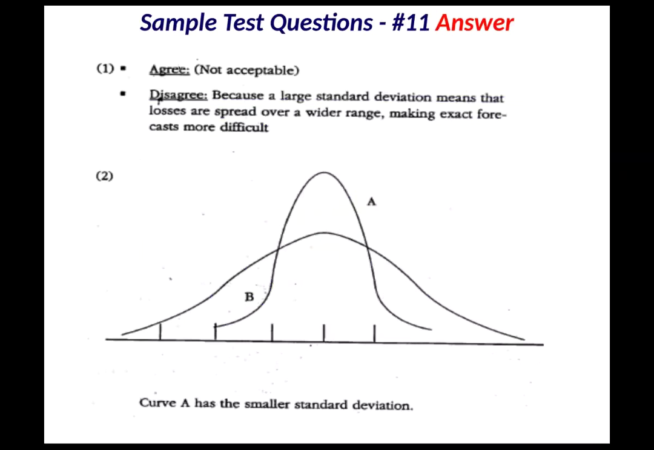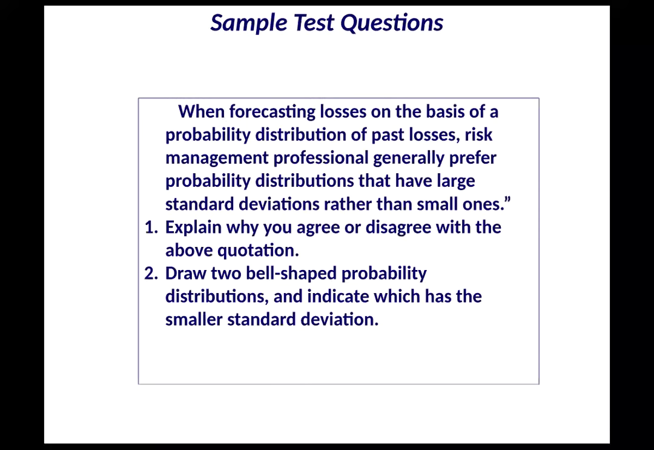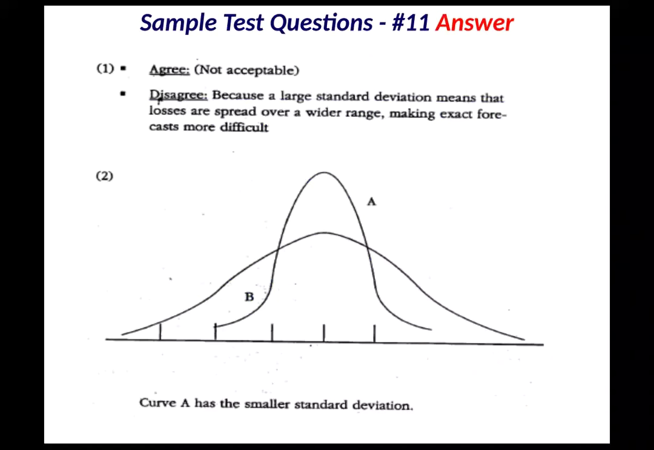So we basically disagree with the question, right? Because a large standard deviation means that losses are spread over a wider range, making exact forecasts more difficult. So going back to the question: explain why you disagree with the above quotation, that we prefer probability distributions that have large standard deviations rather than small ones. We'd want a smaller spread, a smaller area, that's why we'd pick that one.